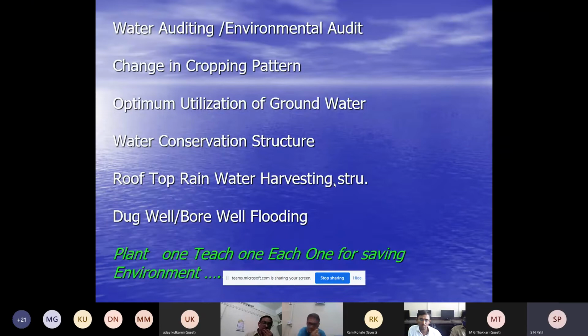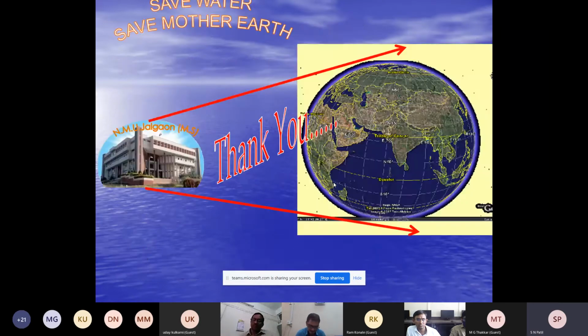These are certain points that must be understood by every human being, and there is a need to adopt water auditing, changing cropping patterns, optimum utilization of groundwater, conservation structures. Rooftop rainwater harvesting is also one of the best techniques to harvest water, and ultimately it helps the environment by increasing the water level. That's why there is a message for everyone: plant one, teach one, reach each one, and save the environment for a healthy environment. Save water, save Mother Earth.